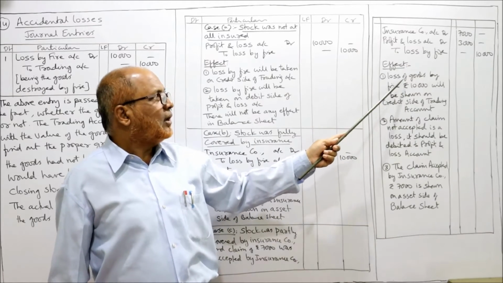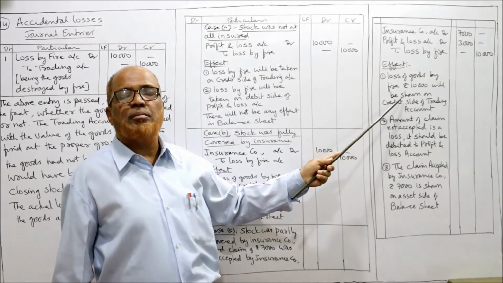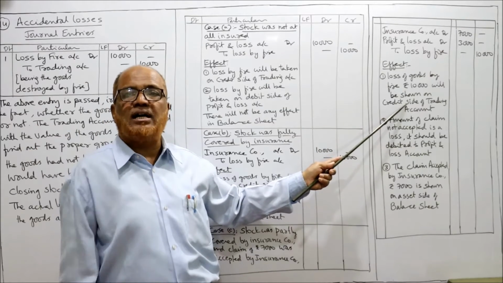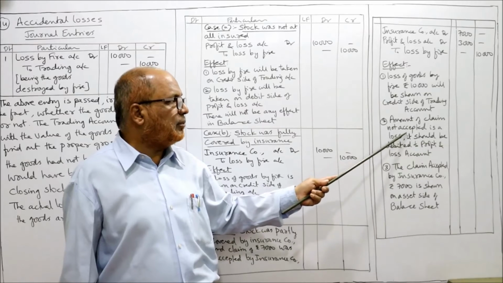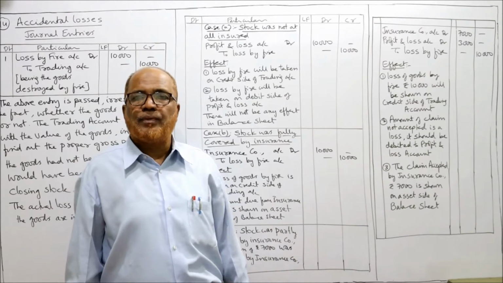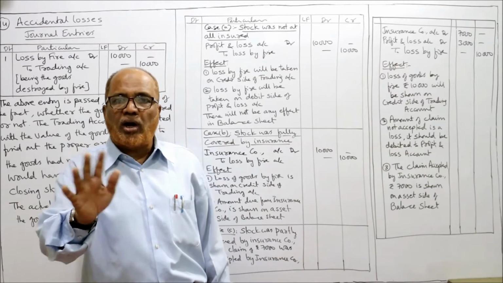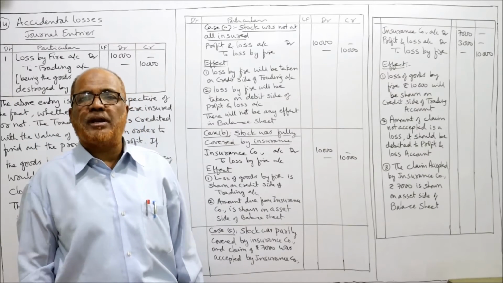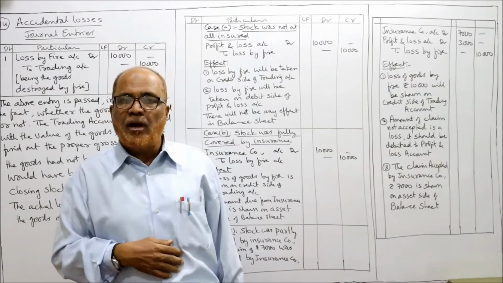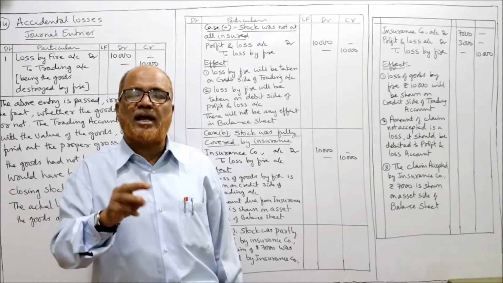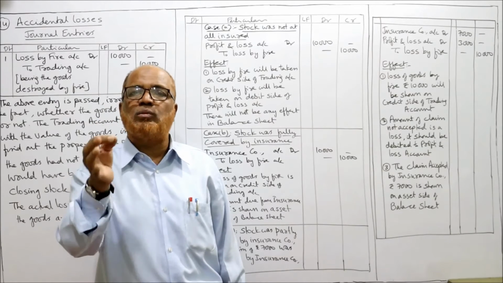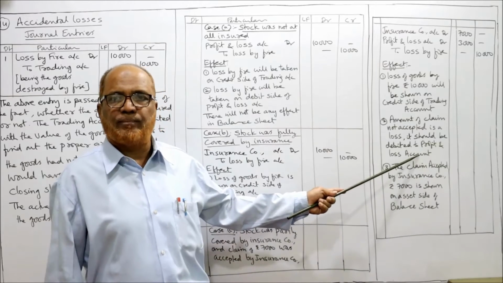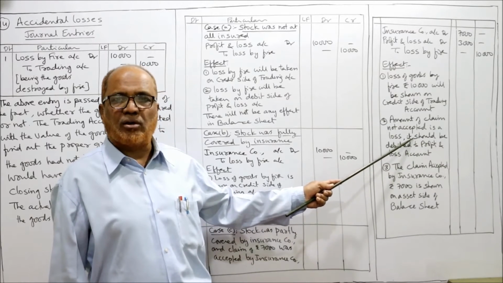The effect will be loss of goods by fire 10,000 will be taken on the credit side of trading account. Amount of claim not accepted by the insurance company is a loss to the business. How much has the insurance company not accepted? 3,000. That 3,000 is a net loss to the business. It will be debited to profit and loss account.